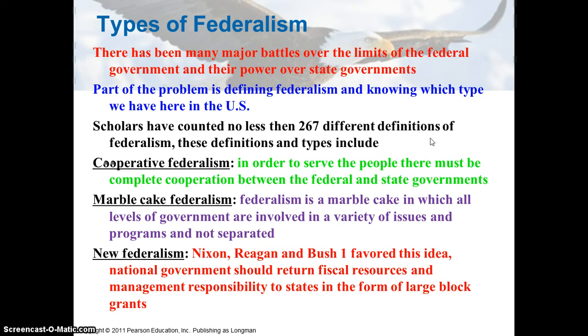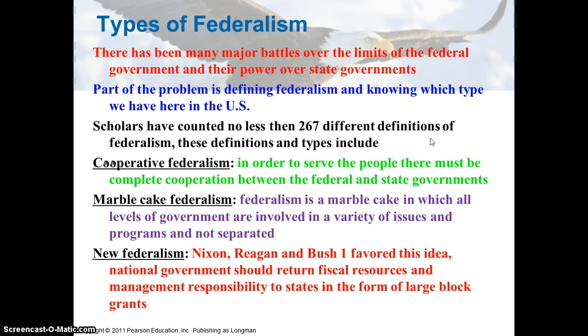There's cooperative federalism, marble cake federalism. No, I did not make that up. Please stop thinking, oh, Mr. Lugo's chubby. He likes cake, so he made one up for himself. No, no, not at all. It's actually the federalism we use.